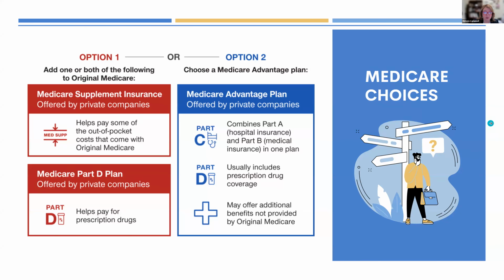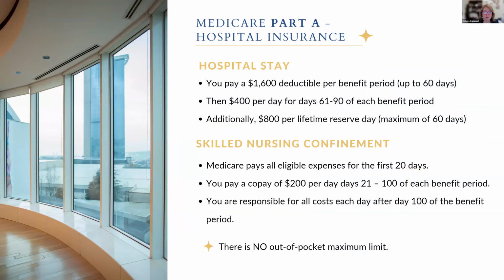So let's talk a little bit more about Medicare. If you just have Medicare by itself, basically you're going to have a deductible when you go to the hospital. It's your inpatient side. There's a $1,600 deductible for the first 60 days. And every time you go in the hospital, if you go home and then come back and it's been more than 60 days, you have to pay this deductible again. That's per benefit period.